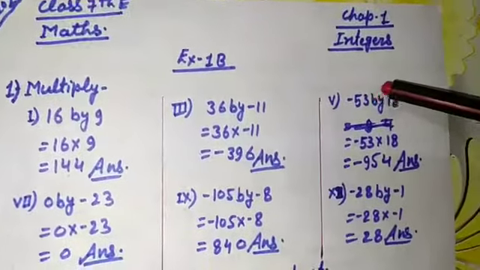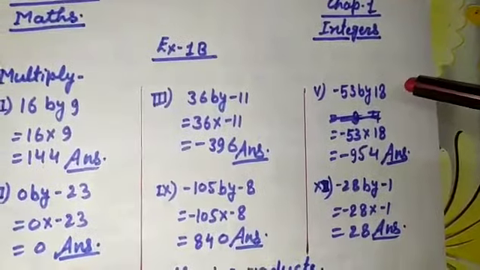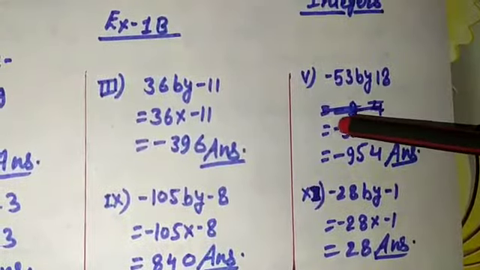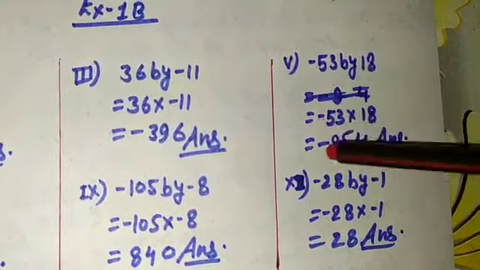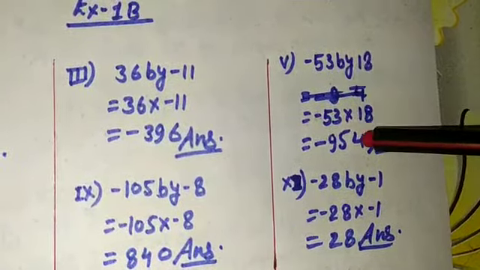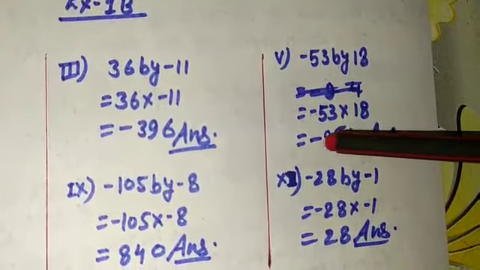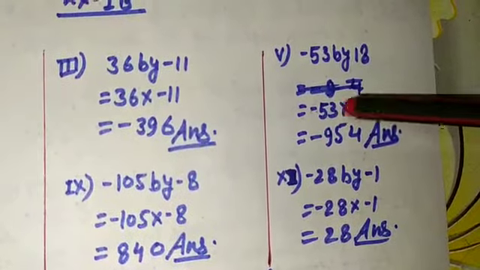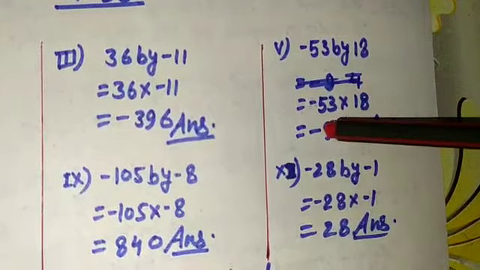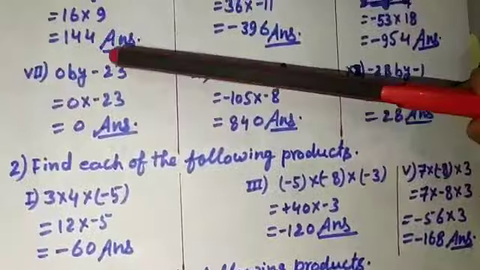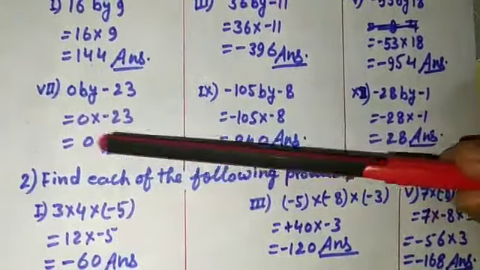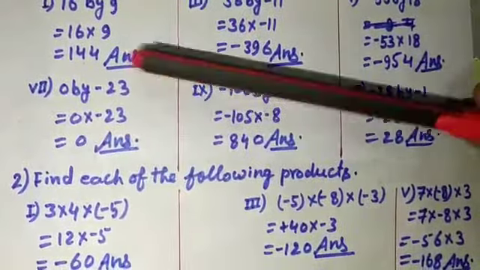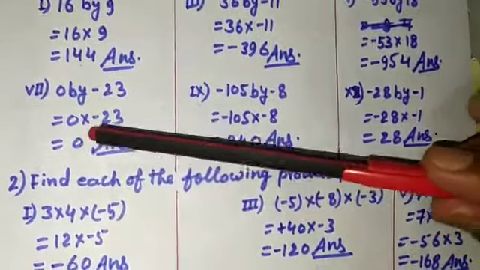Fifth one is minus 53 by 18, which is equal to minus 53 into 18. Here 53 is in negative sign and 18 is in positive, therefore the result will be in minus sign, and the product of minus 53 and 18 will be minus 954. Seventh one is 0 by minus 23, which is equal to 0 multiplied by minus 23, which is equal to 0, and 0 has neither negative nor positive sign.